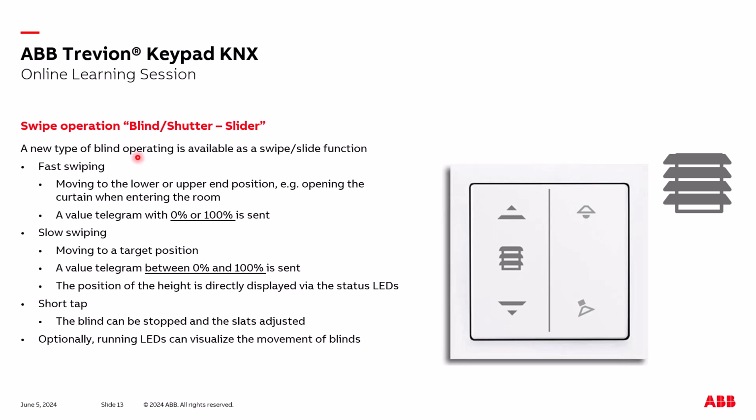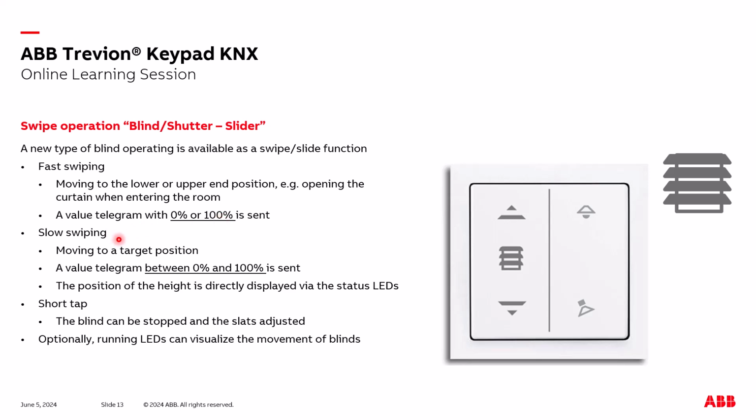Then let's come to also a new type of blind operating, which is our so-called blind shutter slider. Here we have a similar operation. We have a fast swiping. So with the finger, you fast swipe up and down, and then the Trevion sends a command 0 or 100% to the shutter actuator, to drive the shutter completely up or down. Like you come in the room, you would like to drive your shutter completely down, you swipe here in the position down. And this is a fast operation.